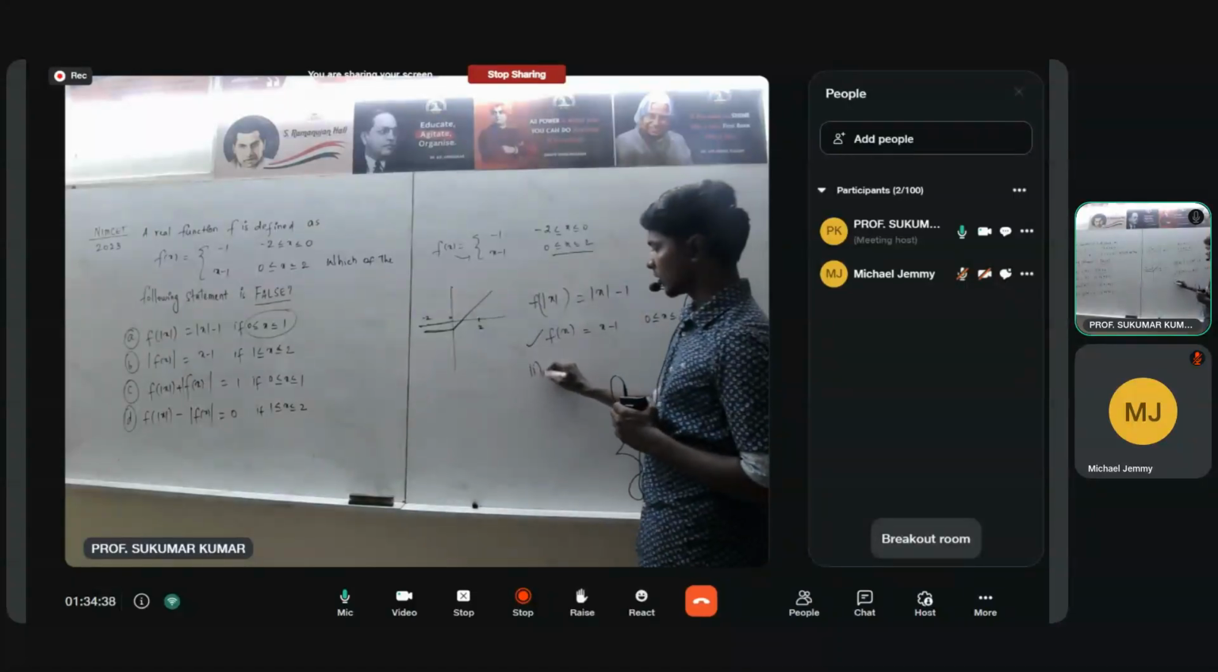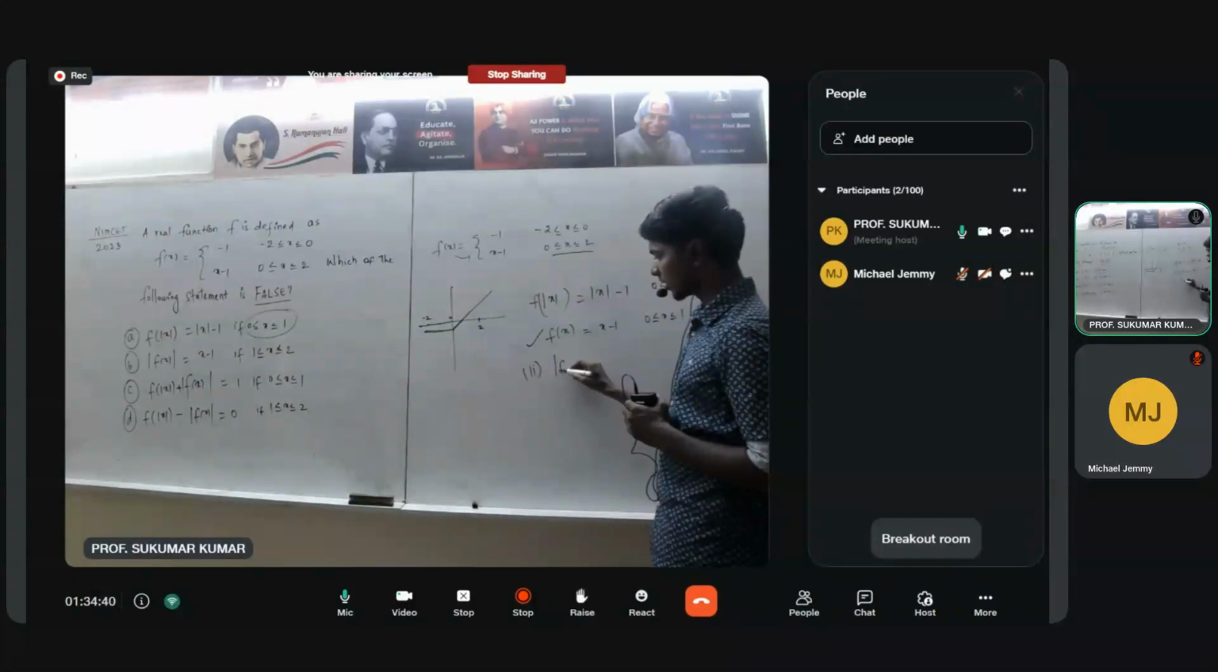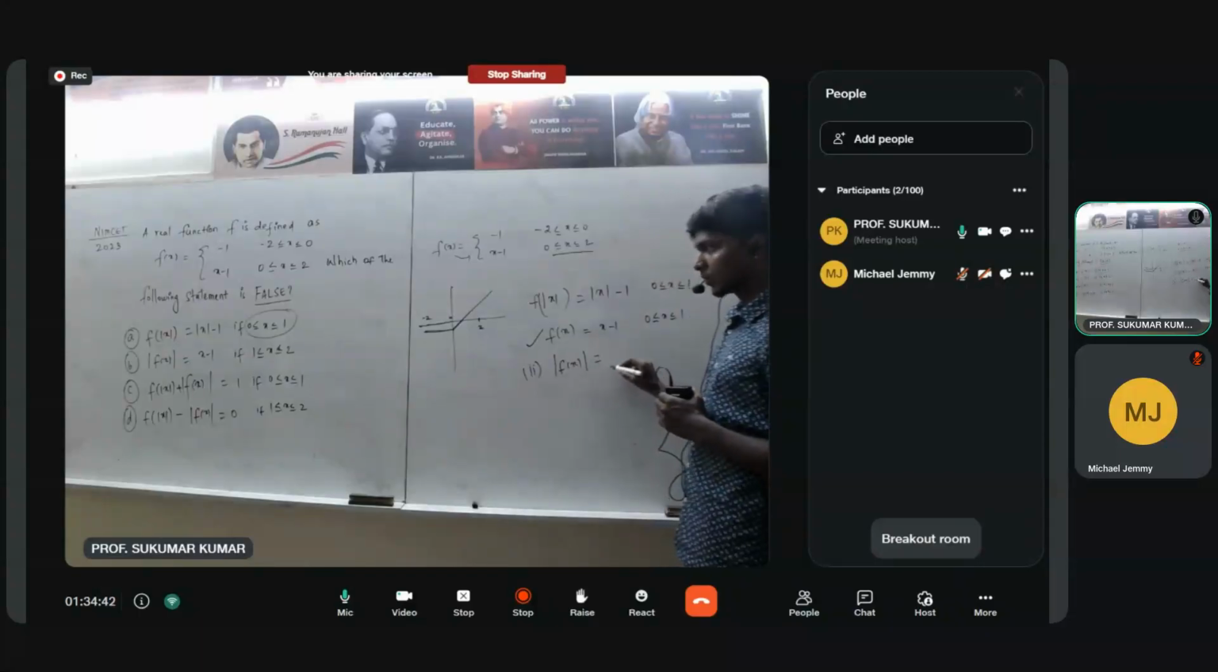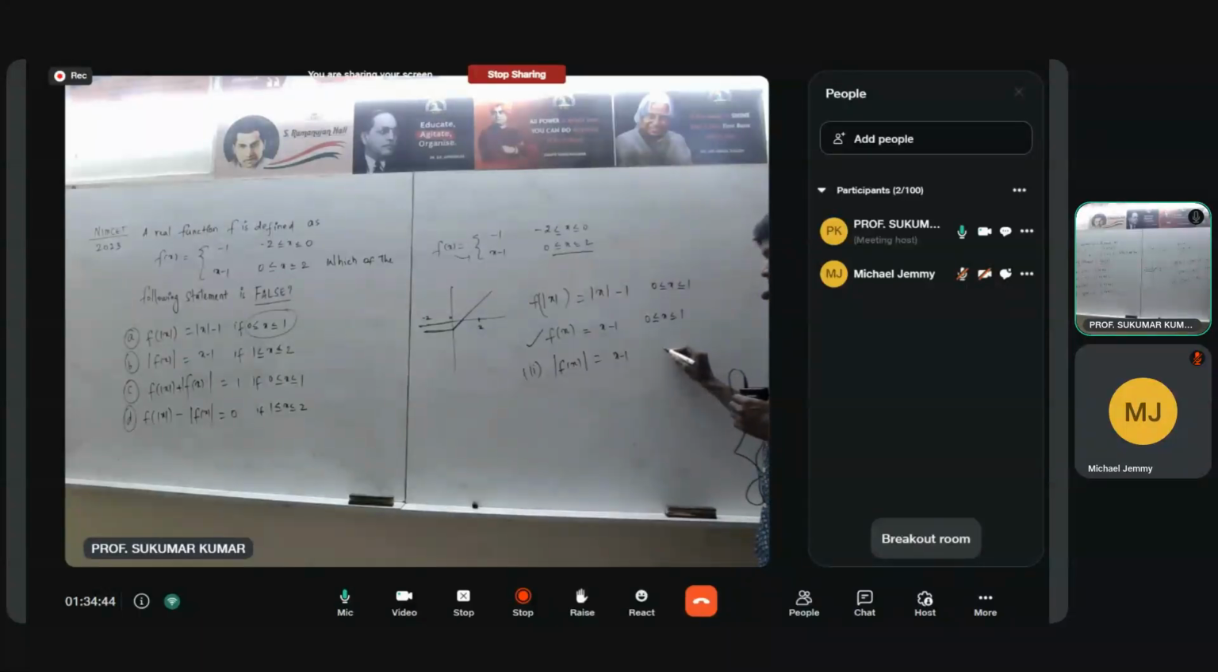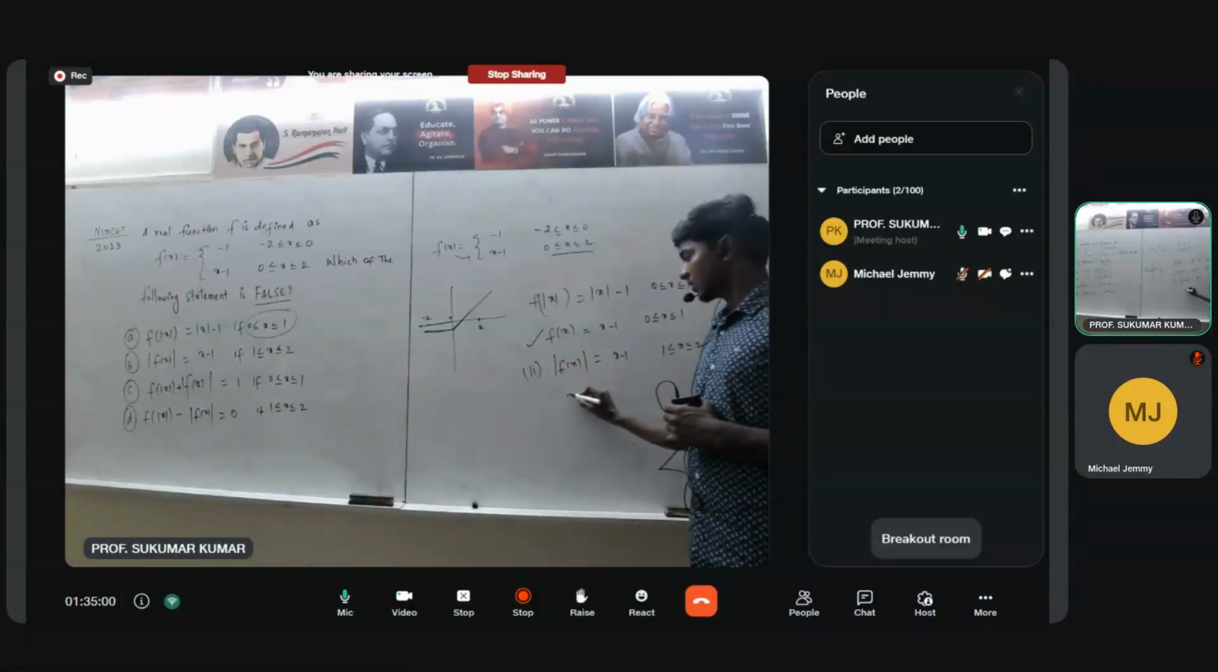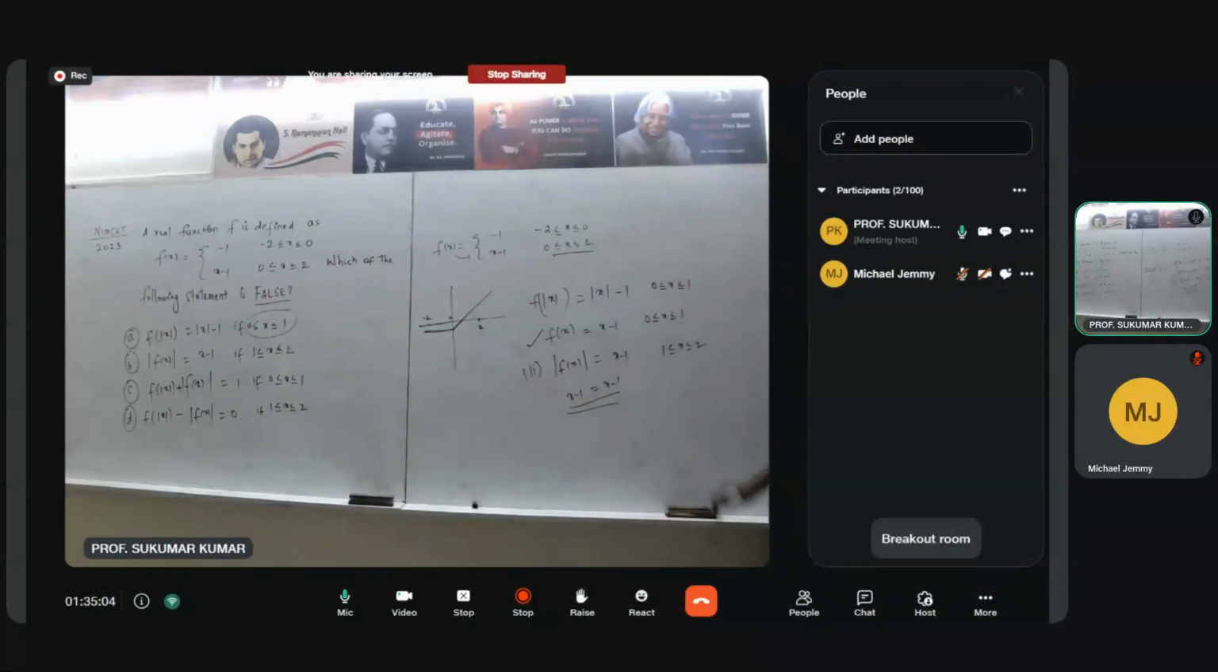And option B, what have they given again? The whole modulus is equal to x minus 1, again with 1 less than x less than 2. Whatever value I put, I'm supposed to have x minus 1. The same thing will come. This is also x minus 1, x minus 1, the same thing, and this value also lies between here. Yes, option B is also true.